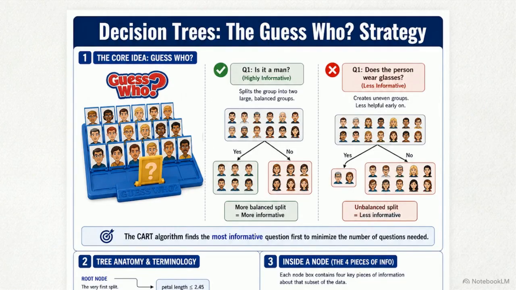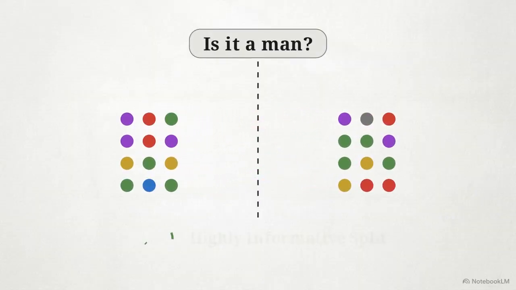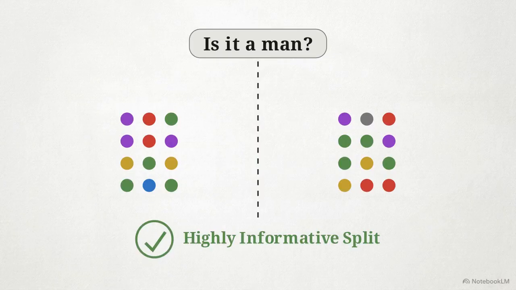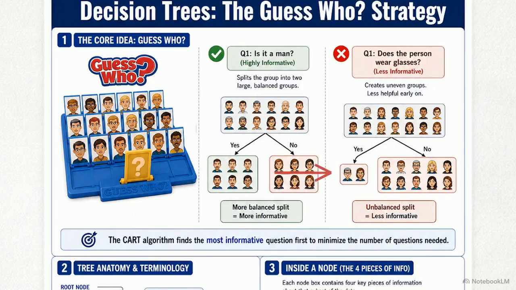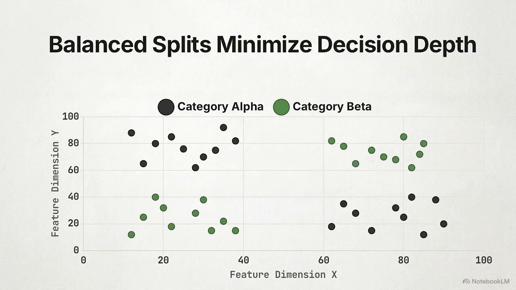This diagram compares two possible starting questions. Asking, "Is it a man?" creates two large, balanced groups. That is a highly informative split. But asking if the person wears glasses isolates only one character, which leaves you with an uneven, largely unhelpful group for your next turn. The underlying algorithm's entire objective is to sequence its questions from most to least informative.